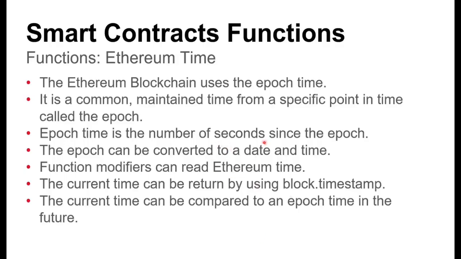So it's good to have a function modifier if, say, we wanted to start an initial coin offering and we needed it to only start after a certain day or on a certain day. We can put a function modifier there with a date time. The current time can also be returned using block timestamps. That's another way to do it. And the current time can be compared to the epoch time in the future.